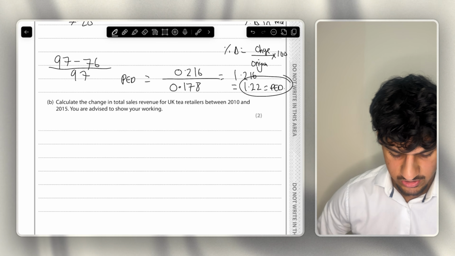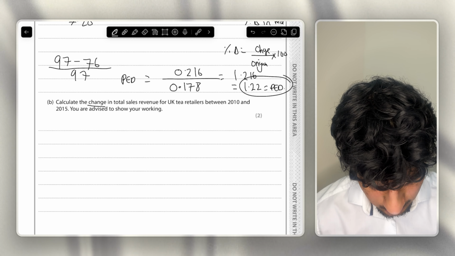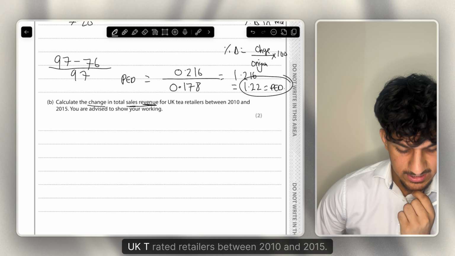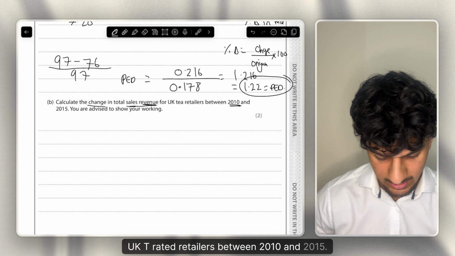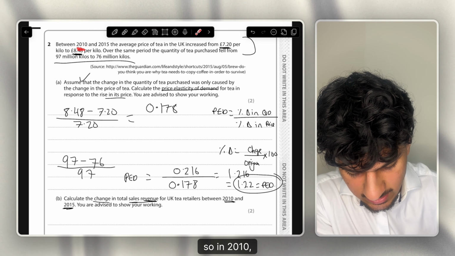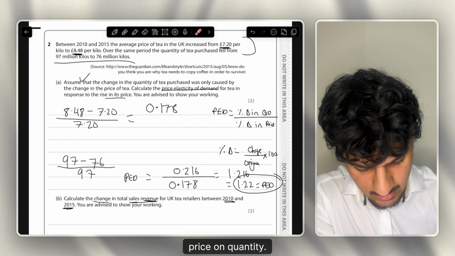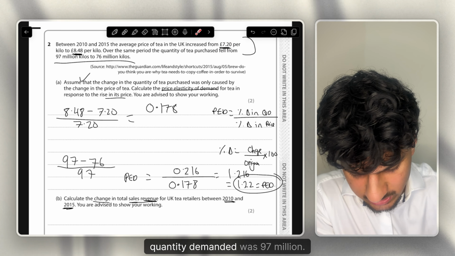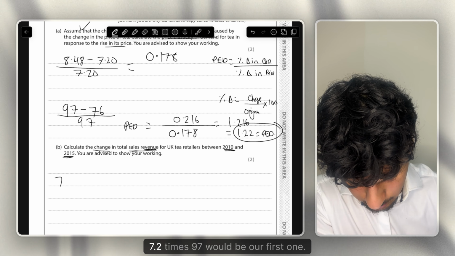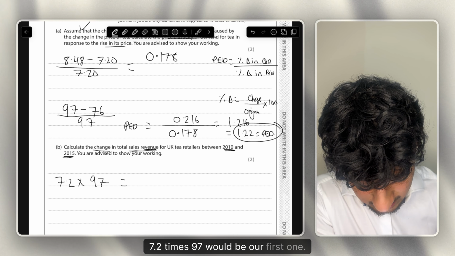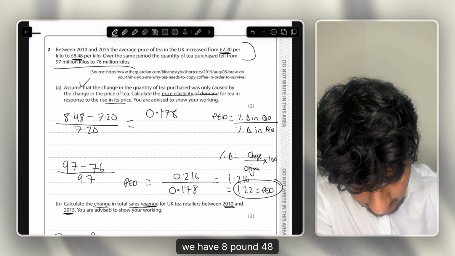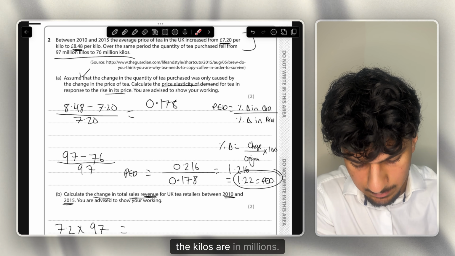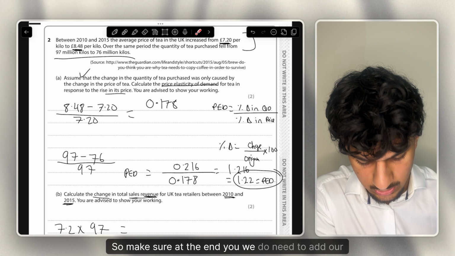Calculate the change in total sales, so we're talking about sales here, so total sales revenue actually. Calculate the change in total sales revenue for UK tea retailers between 2010 and 2015. Okay, so in 2010, if we're trying to work out sales, like I said, price times quantity. In 2010 our price was £7.20 and our quantity demanded was 97 million, so 7.2 times 97 would be our first one, and then we have £8.48 times 76. One thing to be careful of is the kilos are in millions, so at the end we do need to add our units.